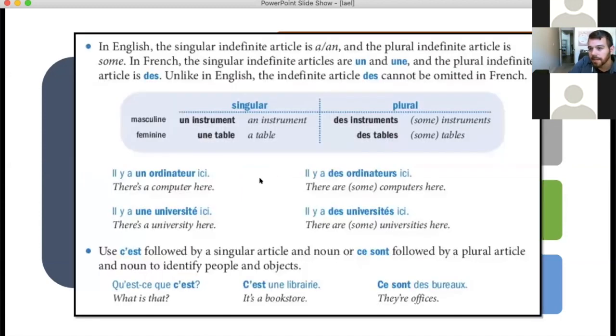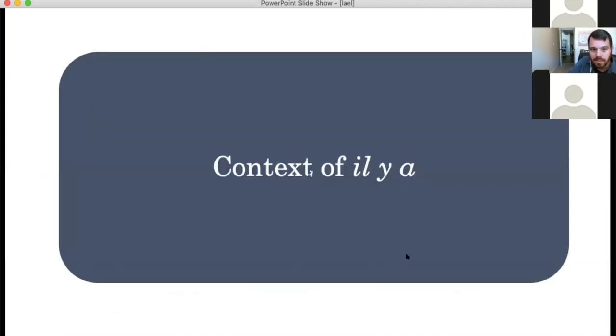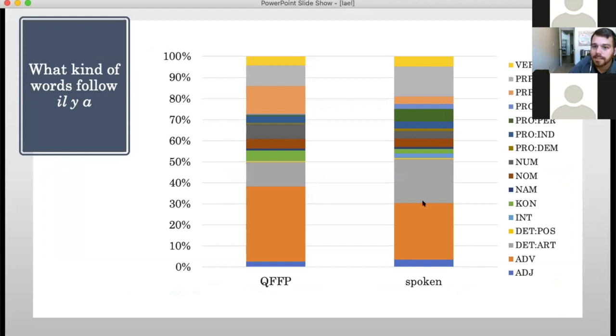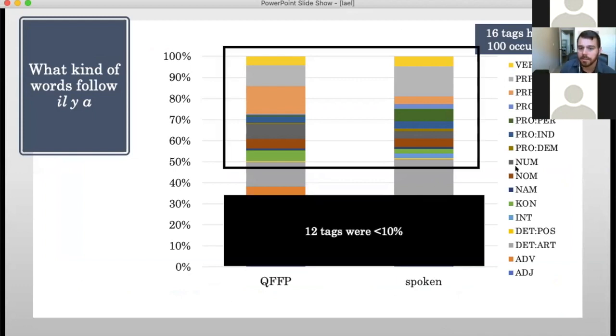And just to remind you of the information given to learners as they're first looking at these expressions, we see a lot of these indefinite articles coming here, more indefinite articles. This one's a question, of course. Well, in reality, what follows these, starting with il y a, is incredibly complex. We had 16 of the TreeTagger tags with over 100 occurrences. To represent the diversity, 12 tags were less than 10% of the total for each of these registers.